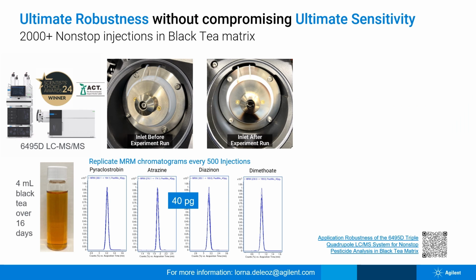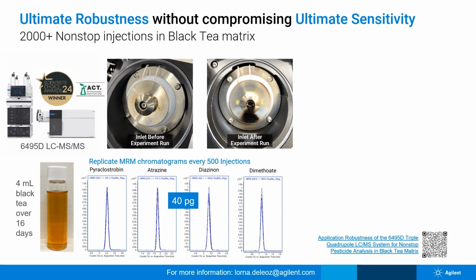Robustness is of course key for routine testing. We injected 4 ml of black tea on the 6495D for 16 uninterrupted days. I'm showing the MRM chromatogram every 500 injections with great reproducibility, even if you see black deposits in the inlet due to the complex and dirty matrix.